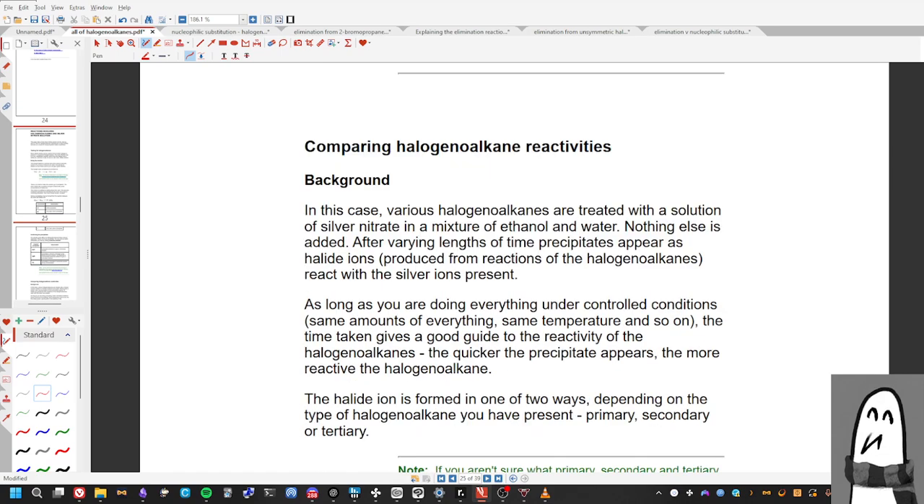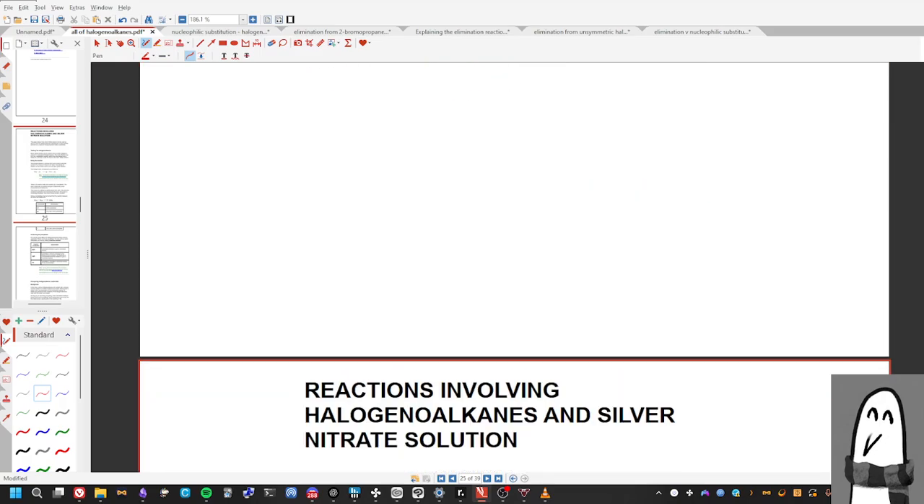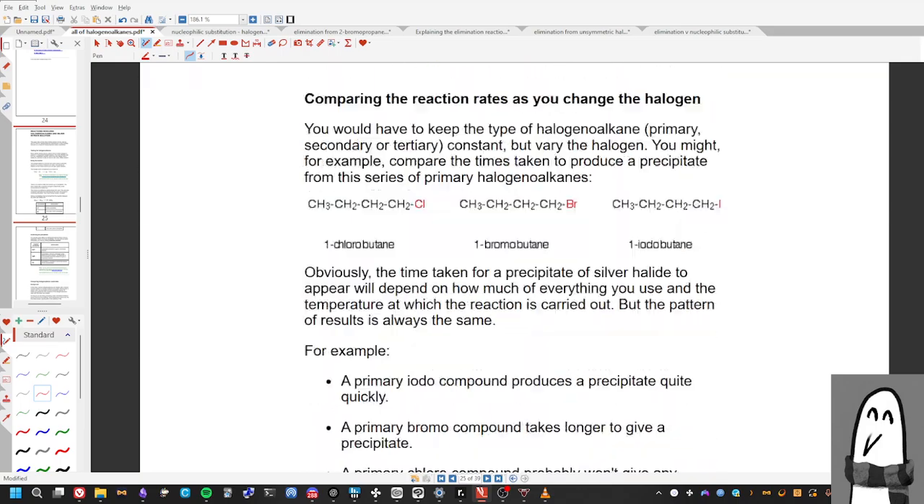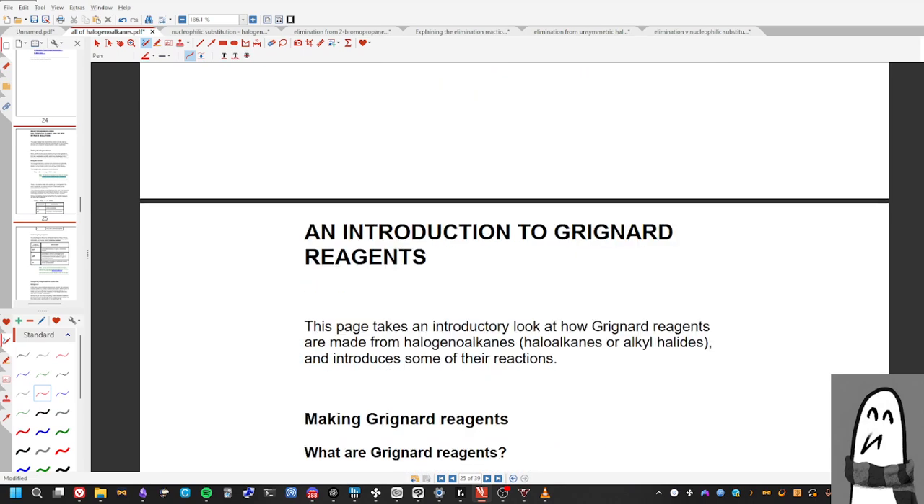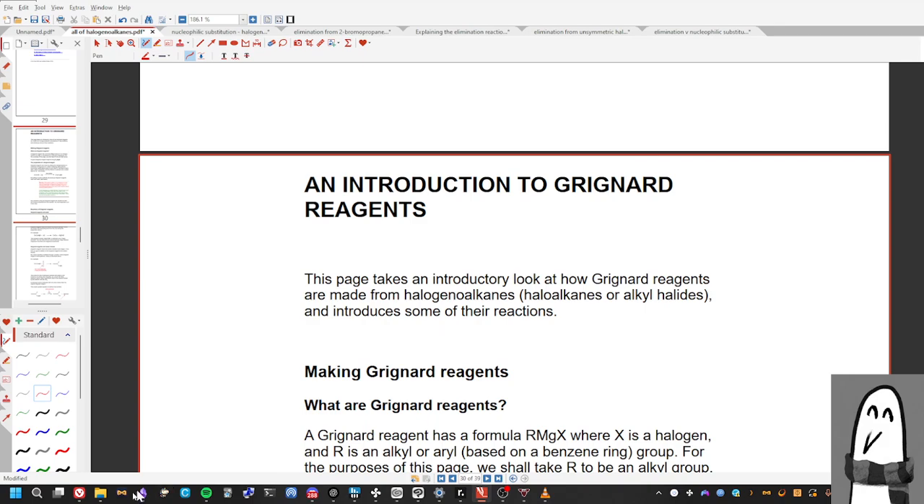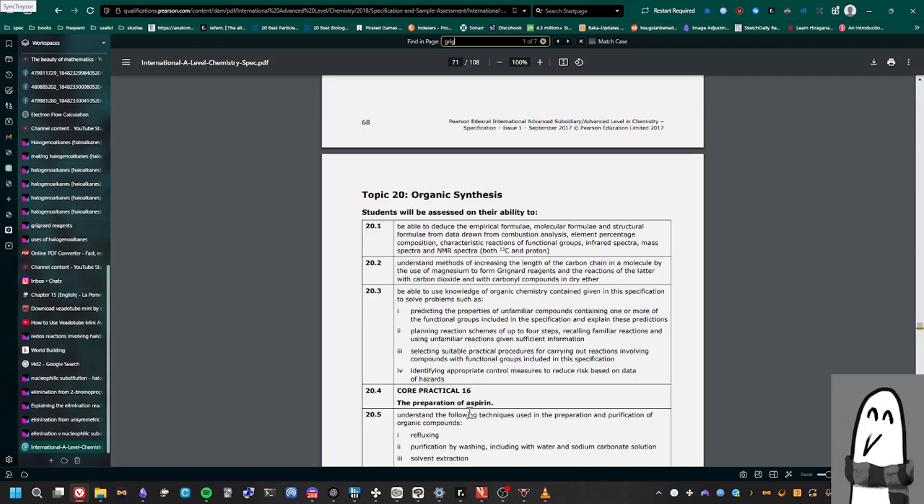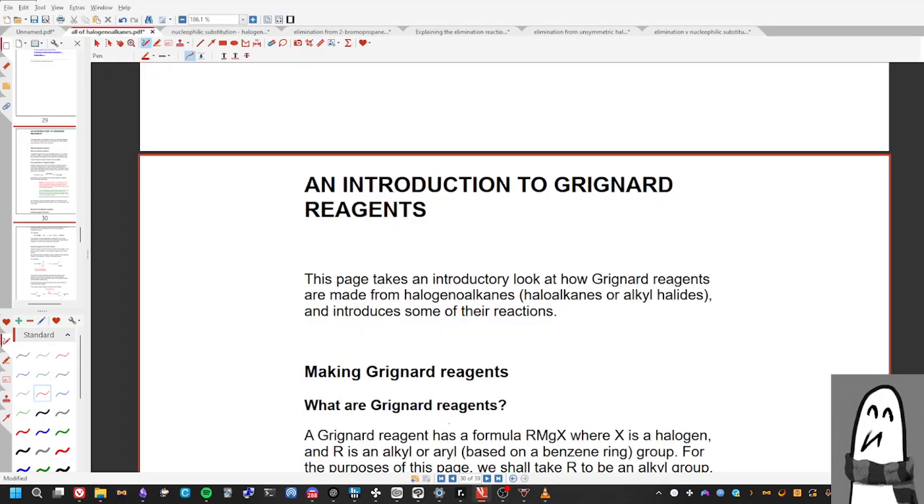Comparing halogen oxide. Okay, this is going off of silver nitrate. Then we talk about Grignard reagents. Is this in my spec? Because this is not familiar. It's called what again? Grignard. Oh hell no, Grignard is all the way in top 20, bro. My fault, man. Okay, so this is not coming in this spec.